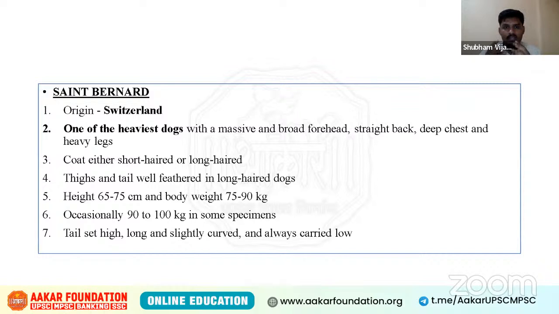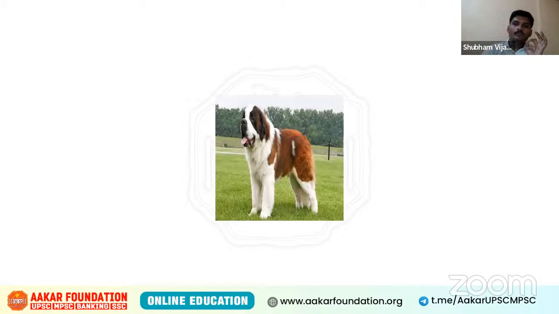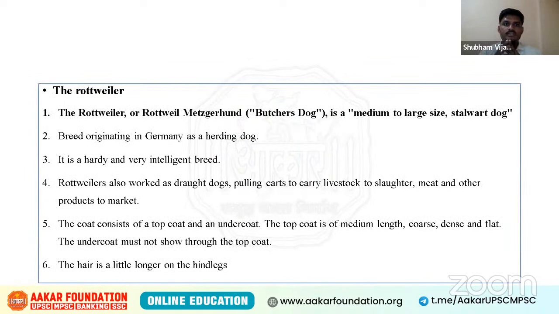Their tail set is high, long, and slightly curved, and that always carries low. Like, the tail is high, long, but it carries low, not like the Pomeranian, which carries it on the back. So here in the Saint Bernard, the tail is carried in a low direction. Here, this is the Saint Bernard top, very muscular, particularly living in the cold hilly areas, and a very strong and well-built, heavy dog breed.